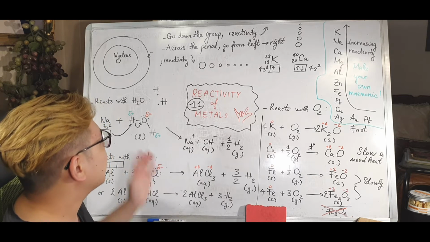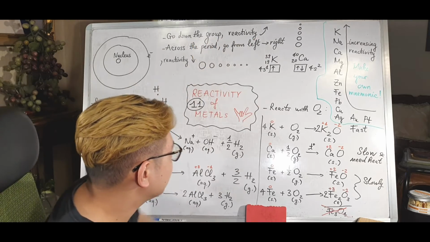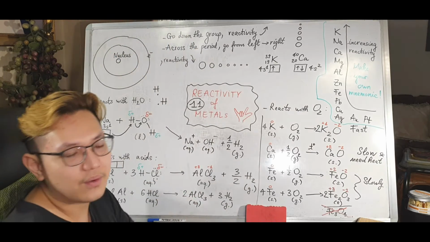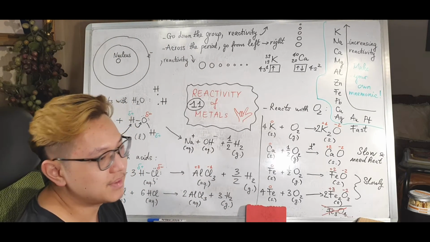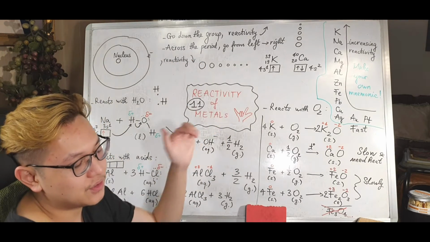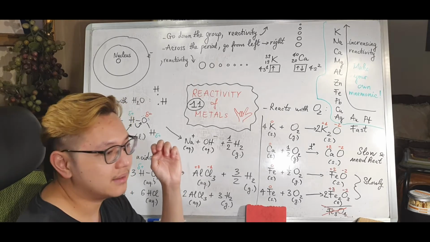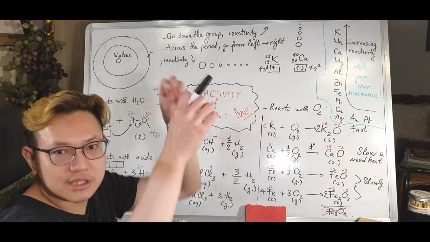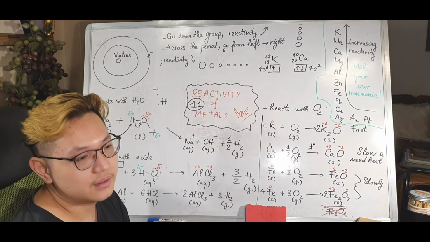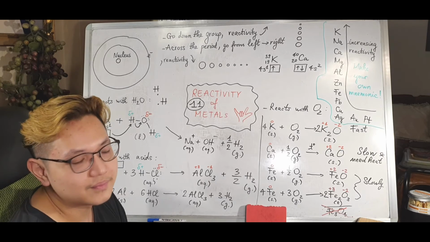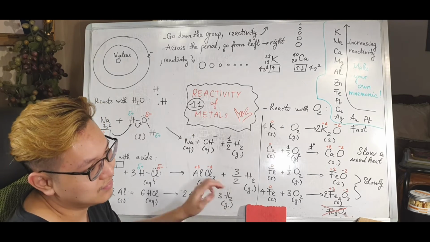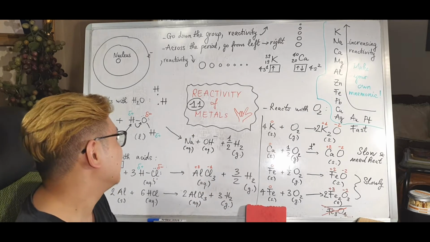And like I said before, as you go down the group, reactivity increases. So sodium reacts quite vigorously, strongly. If you put potassium into water, it actually explodes like a firework. And when you go down even further, like rubidium, oh my god, it explodes like a bomb. And don't even mention the ones further below. It's going to explode like a nuclear bomb.